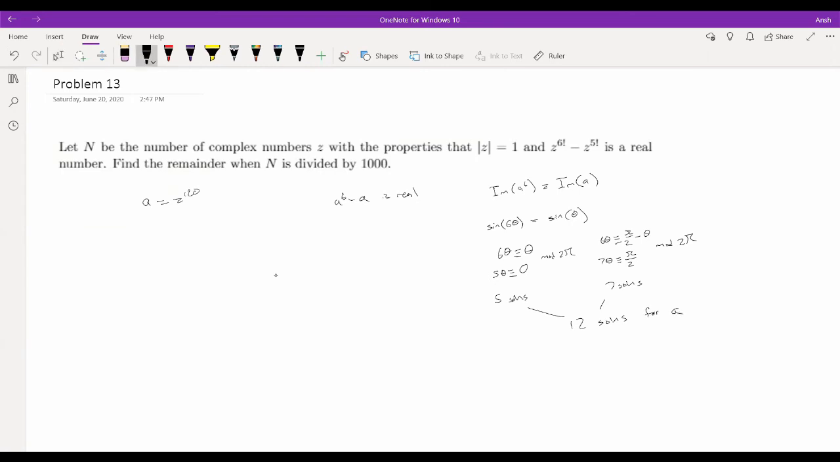So that means there are 12 solutions for a. And since a is equal to z to the 120, there are 120 solutions for z for any specific value of a. Since there are 12 unique values of a, we have 120 solutions for each of those, which gives us 120 times 12, which is 1,440. So when we take the remainder when divided by 1,000, that becomes 440.